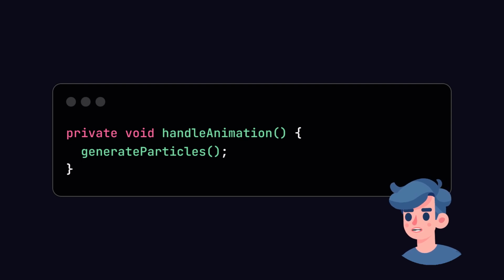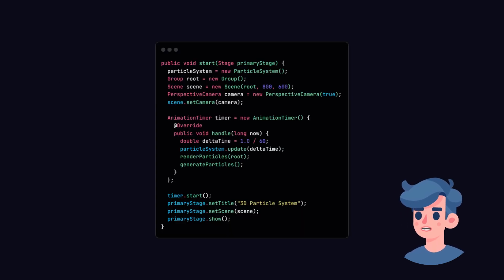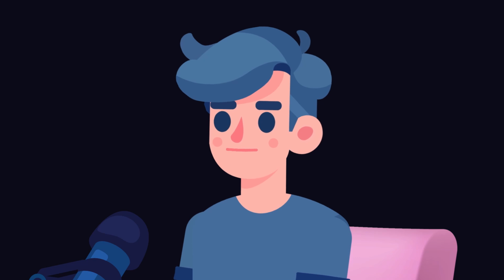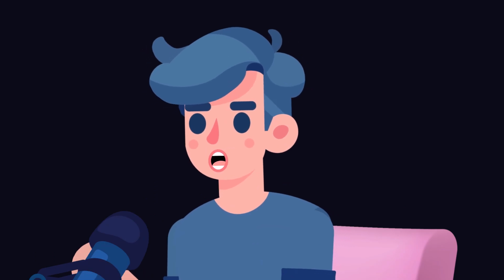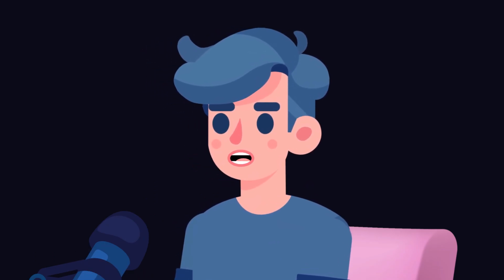Finally, we will add the GenerateParticles method to our animation loop, ensuring that new particles are created consistently during the update. Now let's put everything together in the start method of Particle App. In this method, we can handle the animation and render loop, so everything functions smoothly. Now, let's run our application. You should see a burst of colorful particles floating around the screen. Experiment with the particle properties to see how it affects the behavior and appearance of the particles.